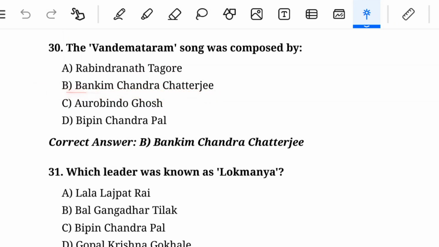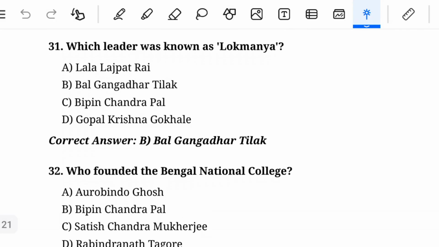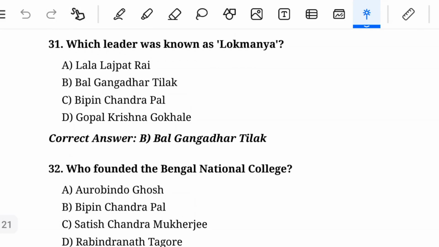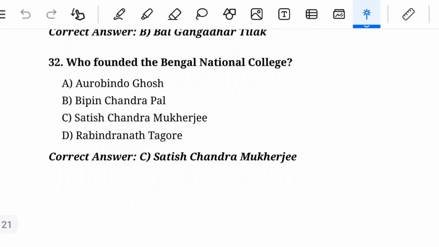31. Which leader was known as Lokmanya? A. Lala Lajpat Rai. B. Bal Gangadhar Tilak. C. Bipin Chandra Pal. D. Gopal Krishna Gokhale. Correct answer B. Bal Gangadhar Tilak.